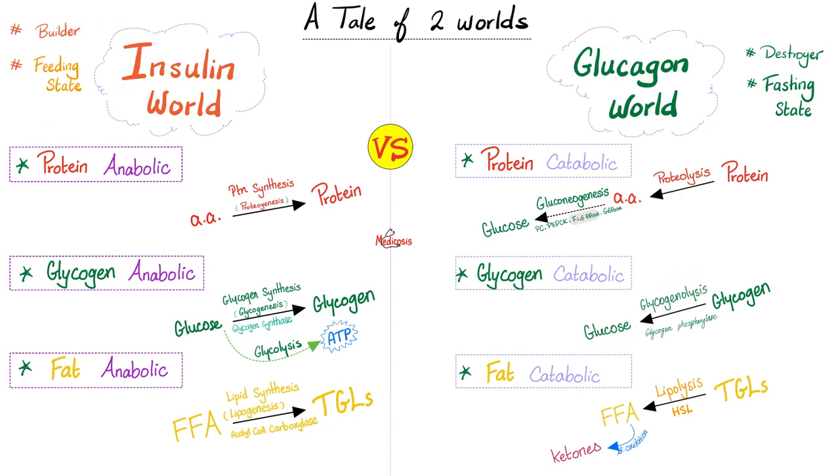So in the feeding state, insulin will help you build up glycogen. Glycogenesis. But in the fasting state, glucagon will help you break down glycogen. Glycogenolysis. What's the key enzyme in glycogen synthesis? Glycogen synthase. What's the key enzyme in glycogen breakdown?